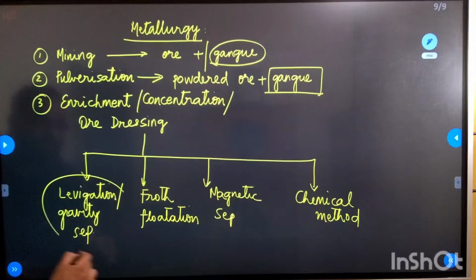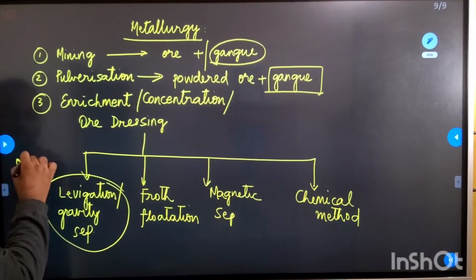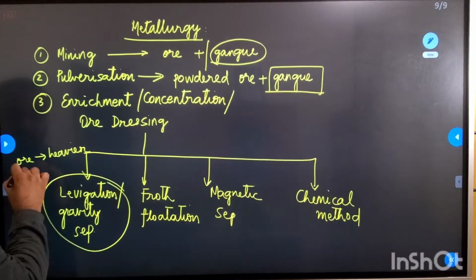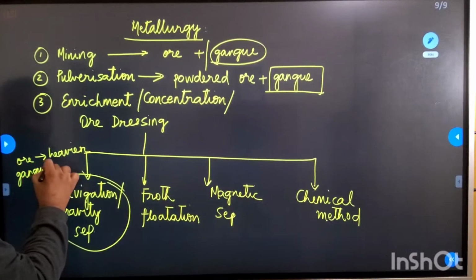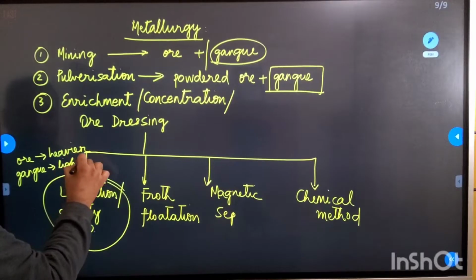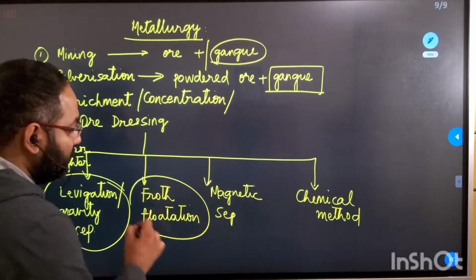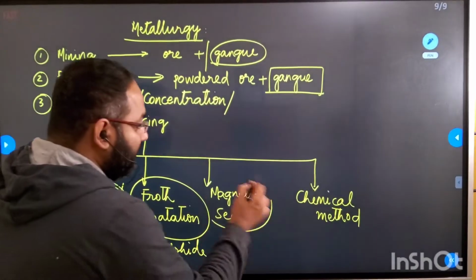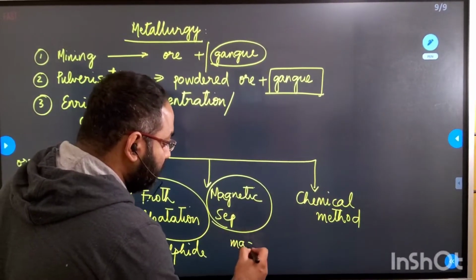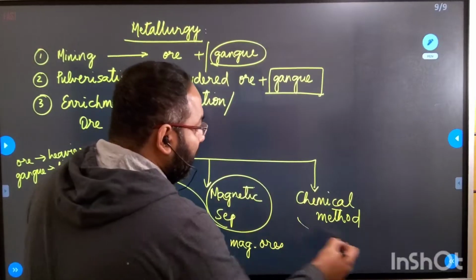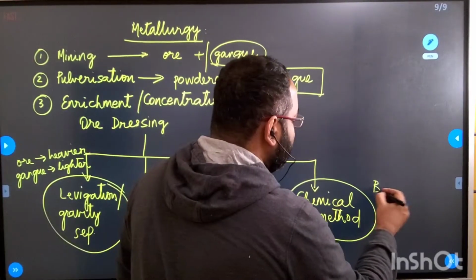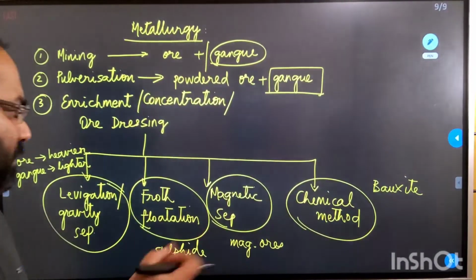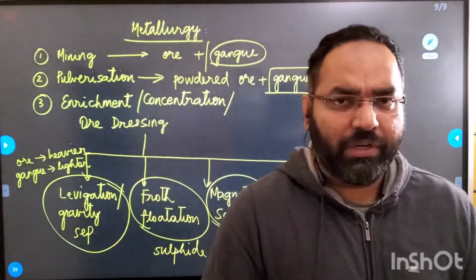Now levigation is generally used when the ore is heavier than the gangue. So the gangue is the lighter particle. Froth flotation is mostly used for sulfide ores. Magnetic separation is used for magnetic ores. And chemical method is mostly used for bauxite ores, which is an ore of aluminium. Okay, so let us briefly discuss what we do in each case.